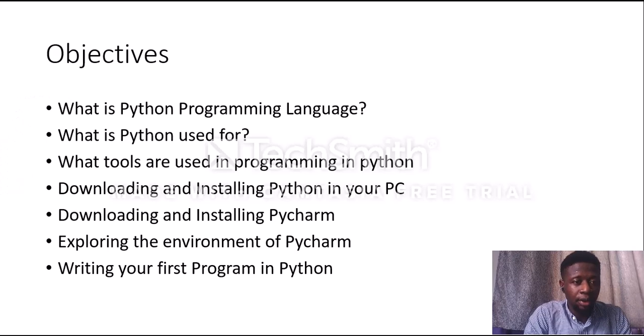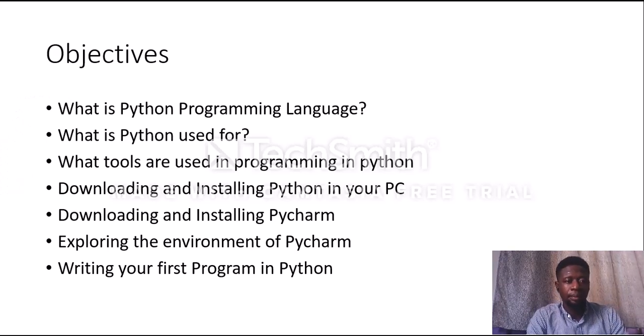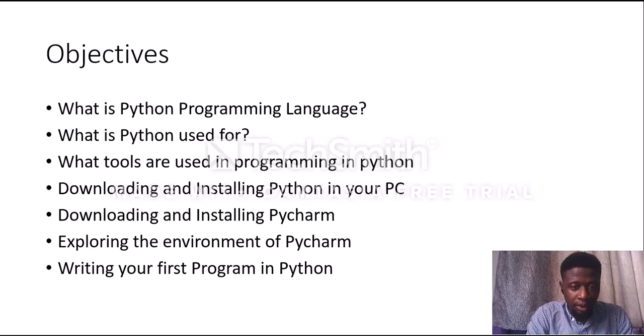So these are the objectives we'll be going through in this tutorial. We'll be learning what the Python programming language is, what Python is used for, and what tools are used in programming in Python. We'll be downloading and installing Python on our computer. We'll be downloading and installing the official IDE we'll be using for the tutorial. And we'll be writing our very first program in Python.